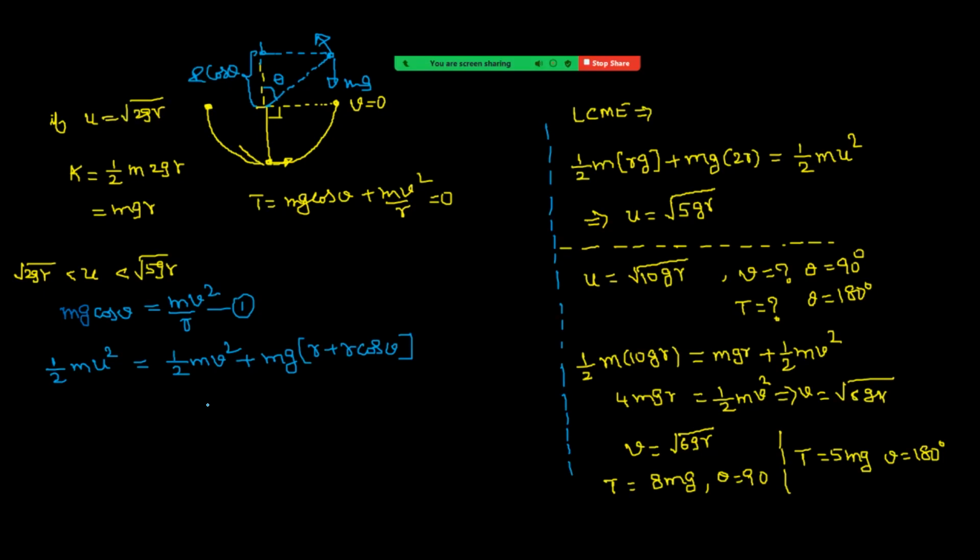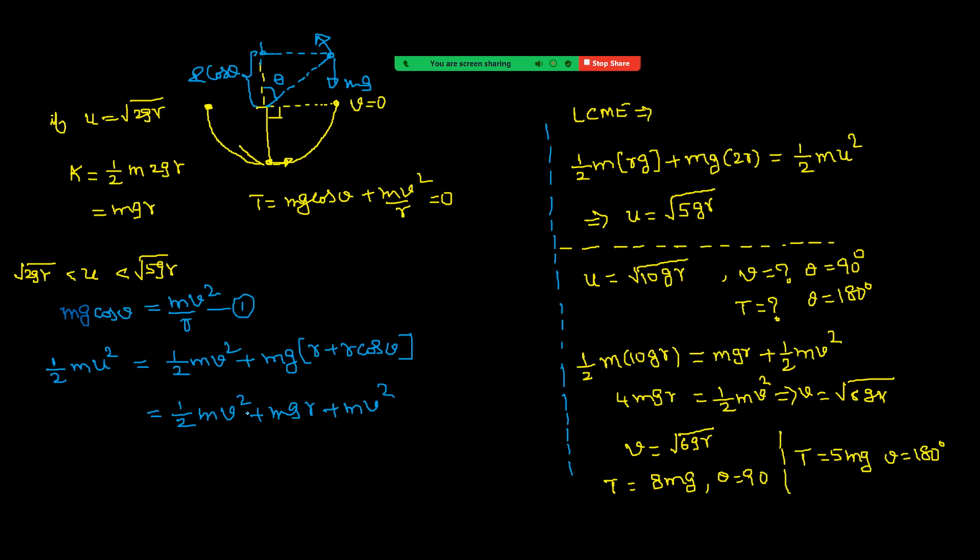Right. Now simplify this. Here, in the place of mgr cos theta, I can write mv square. So this now becomes half mv square plus mgr plus mgr cos theta, where mgr cos theta is equal to mv square.